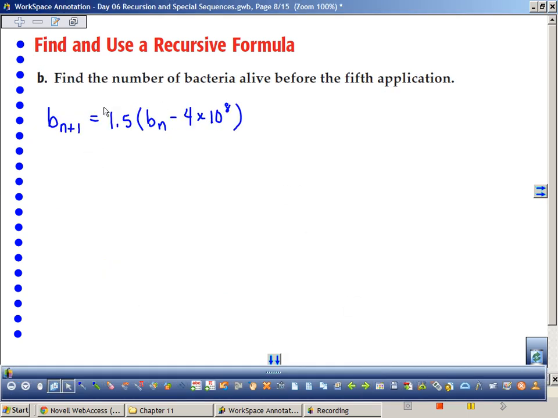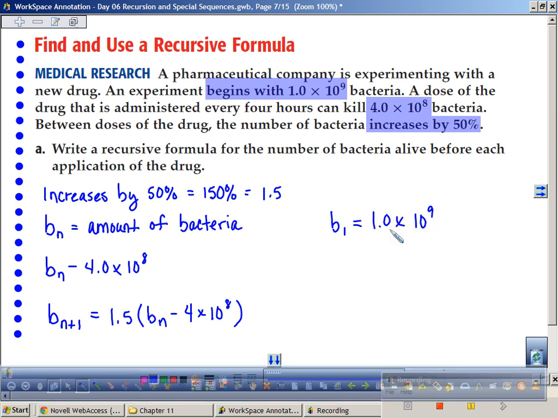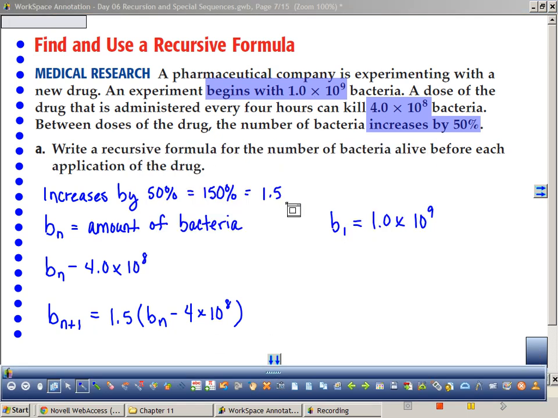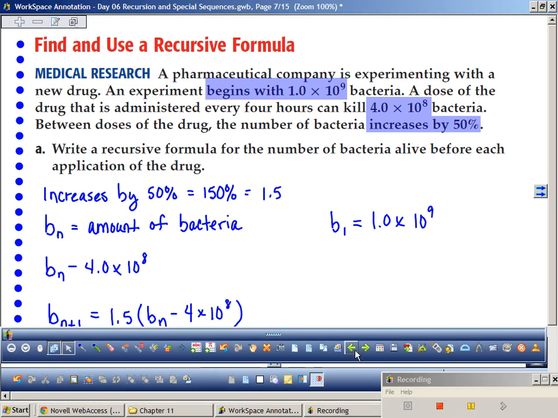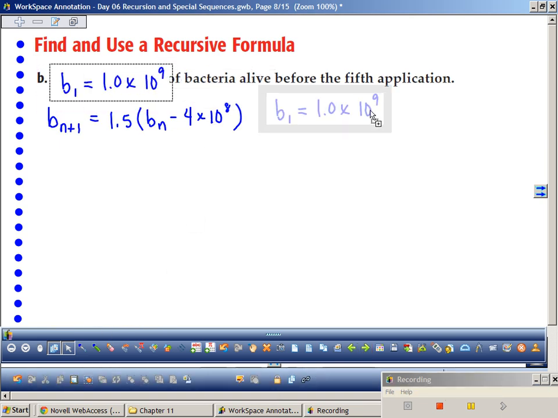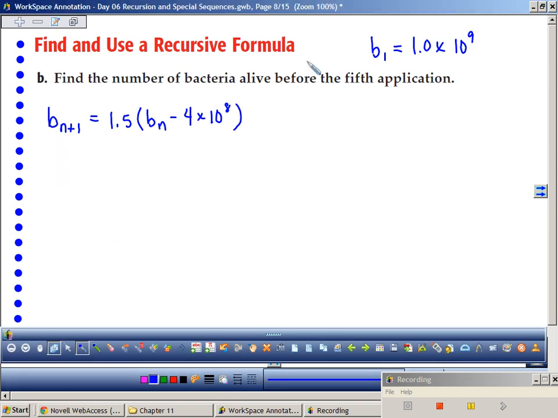Okay. All right. So find the number of bacteria alive before the 5th application. Okay. So I already found the first one. They gave us the first one. What's the first one? What's B sub 1? 1.0 times 10 to the 9th. That's b sub 1. It begins with that much, right? So I'm going to take that, drag it over here with me, and paste it over here. We're going to use it with this. So I know what b sub 1 is.